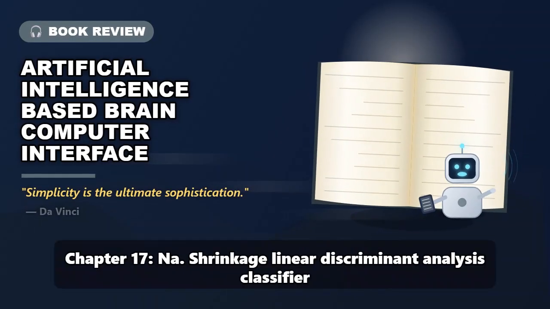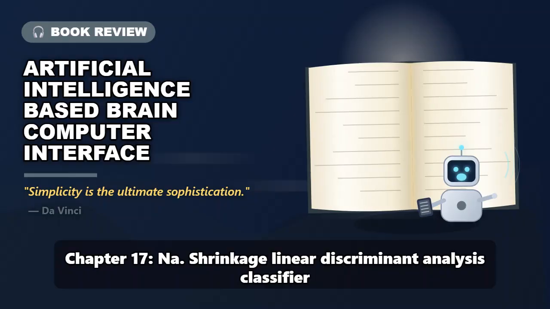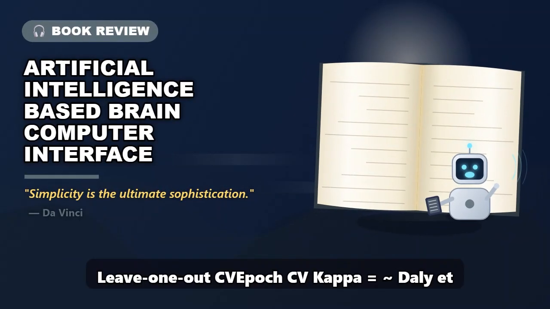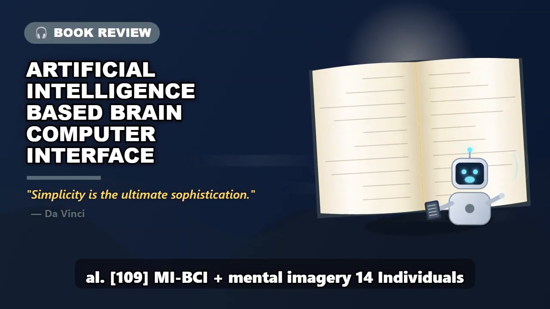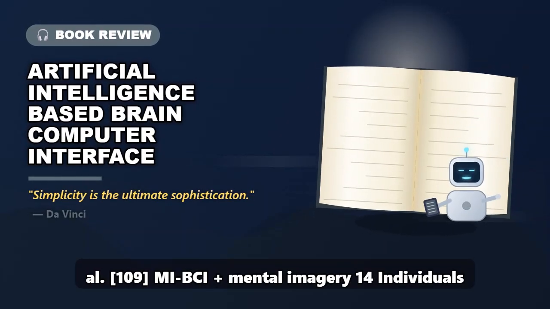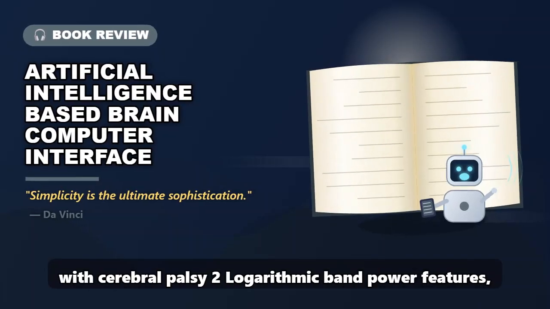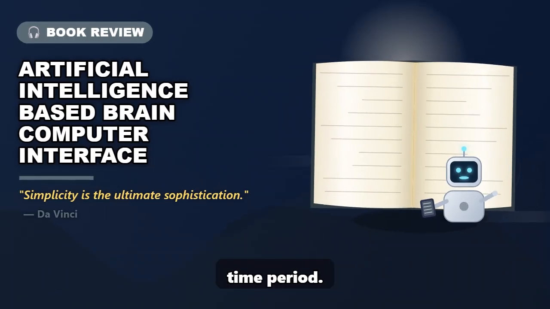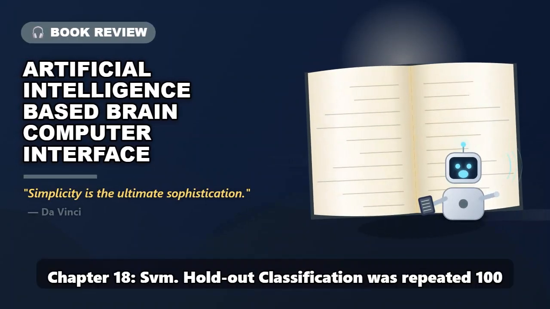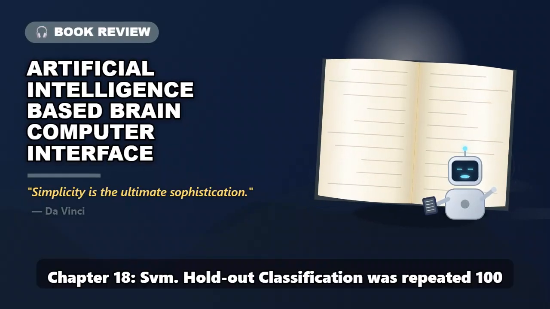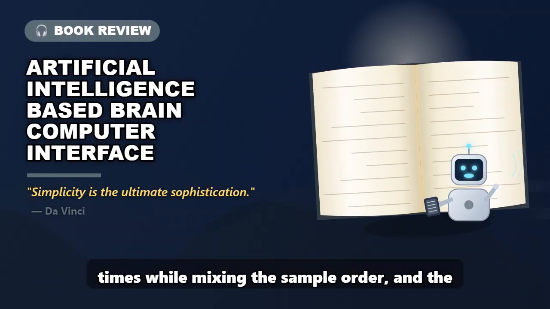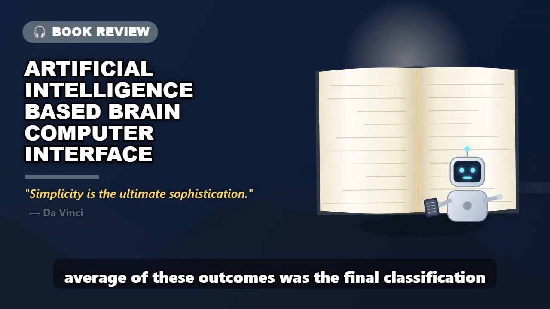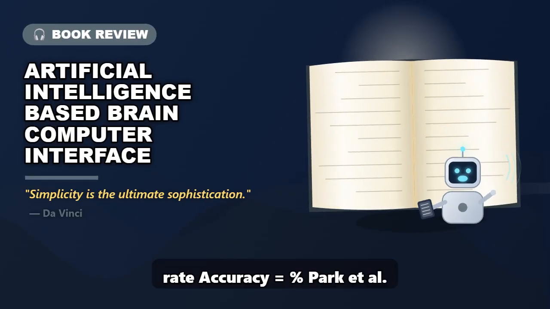Wu et al. Chapter 17, NA. Shrinkage linear discriminant analysis classifier leave 1 out CV epoch CV kappa equals Daly et al. 109 MIBCI plus mental imagery 14 individuals with cerebral palsy 2 logarithmic band power features time period. Chapter 18 SVM. Holdout classification was repeated 100 times while mixing the sample order, and the average of these outcomes was the final classification rate accuracy equals % Park et al.